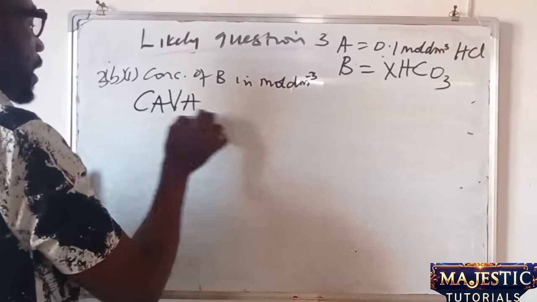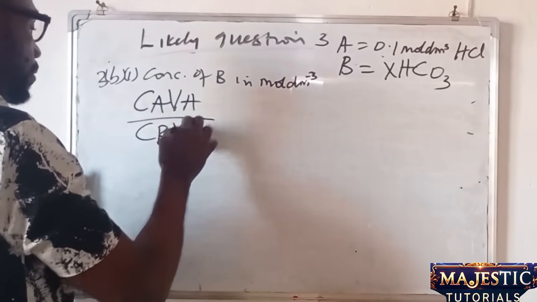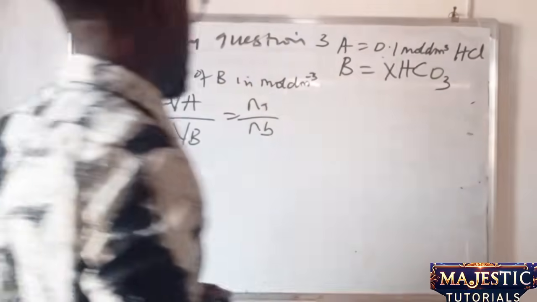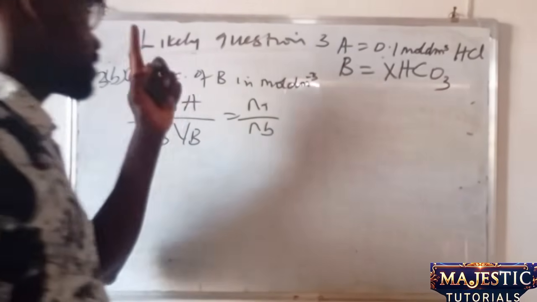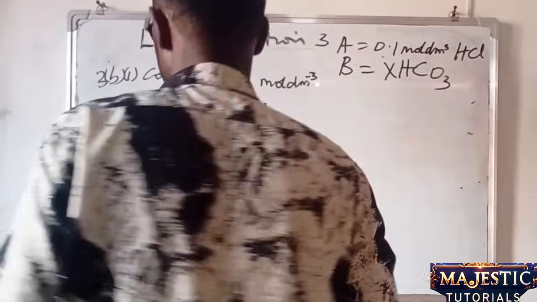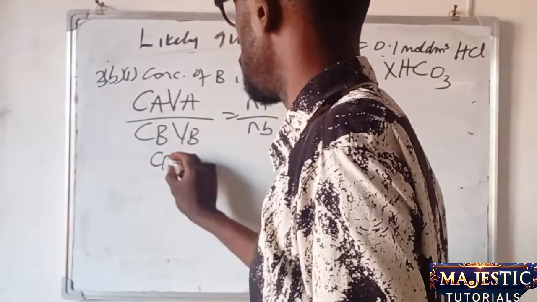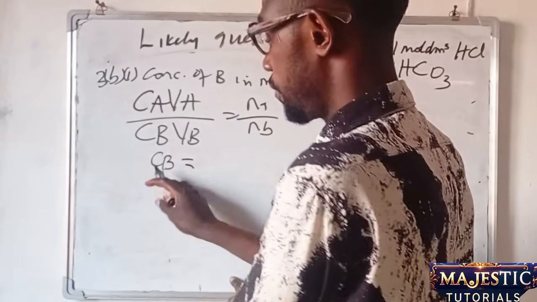So the next thing we will work out is the formula CAVA over CBVB equals NA over NB. By so doing, we are looking for CB. That means every other thing here is already known. So like I told you, your job first is to make the unknown, the one you are looking for, the subject of the formula.